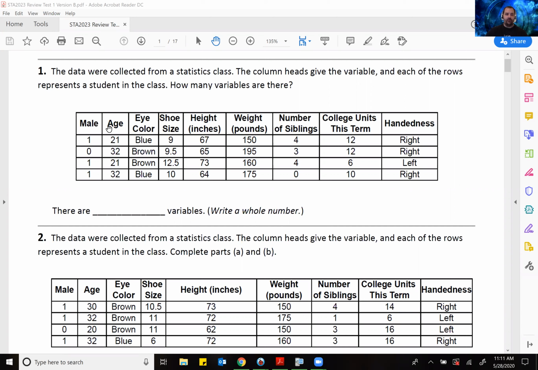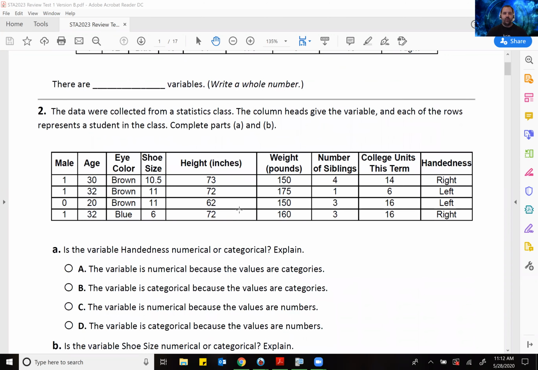Each column heading is a variable. So being male is a variable, the age is a variable, eye color, and so on and so forth. So the number that goes in this blank is 9. And these first questions are all coming from chapter 1, just so you know. I'll let you know when we hit chapter 2.